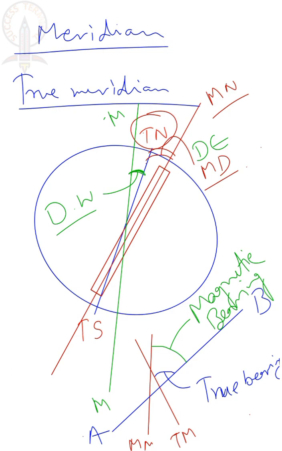Clear? Now suppose we are marking the points of equal declination on the earth. Therefore the line joining these equal declination points will be known as isogonic line. Here, isogonic line. And the line joining the zero declination points will be known as agonic line. Clear? These are just for your knowledge. Some short questions may be asked regarding this.